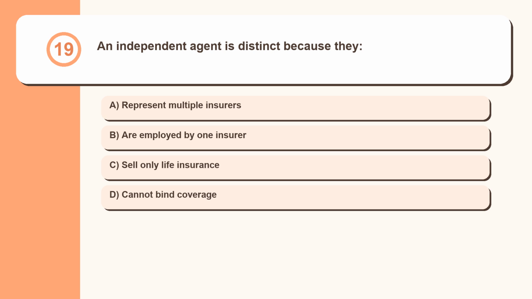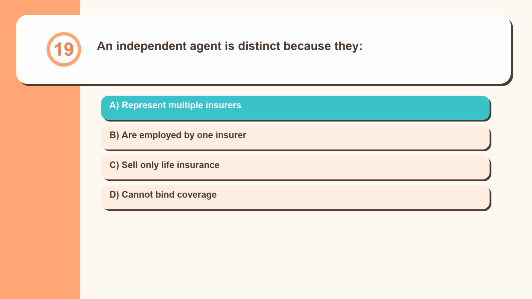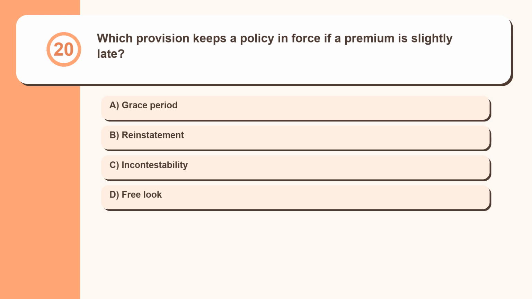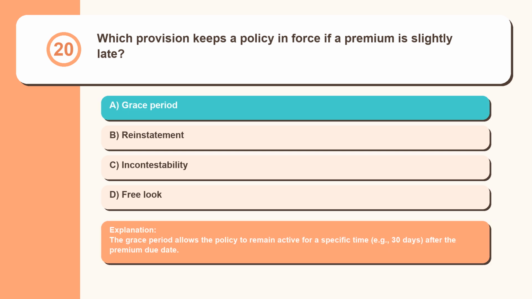Question 19. An independent agent is distinct because they: represent multiple insurers, are employed by one insurer, sell only life insurance, cannot bind coverage. Independent agents are not captive to a single company, they represent multiple insurers and can shop around for clients. Question 20. Which provision keeps a policy in force if a premium is slightly late? Grace period, reinstatement, incontestability, free look. The grace period allows the policy to remain active for a specific time, for example 30 days, after the premium due date.